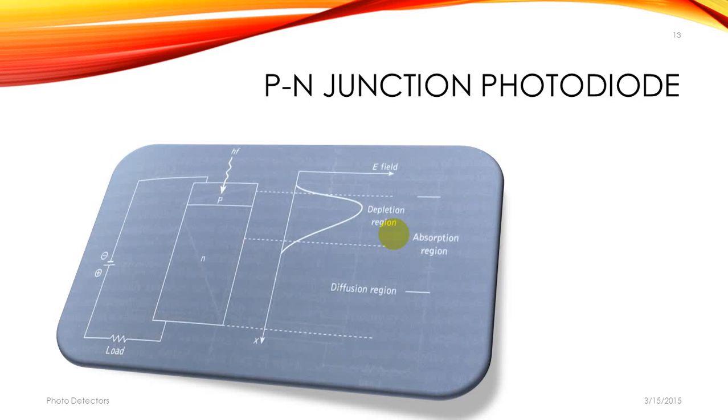The photons may be absorbed in both depletion and the diffusion regions. Here you can see this is the depletion region and this is the diffusion region, and from here to here, this is the absorption region. Photon is incident here. This is the electric field. The absorption region's position and width depend upon the energy of the incident photons and on the material from which the photodiode is fabricated. Thus, in the case of weak absorption of photons, the absorption region may be extended completely throughout the device.